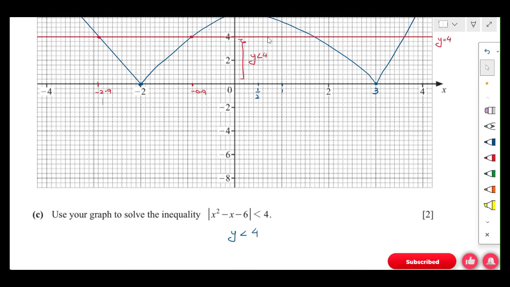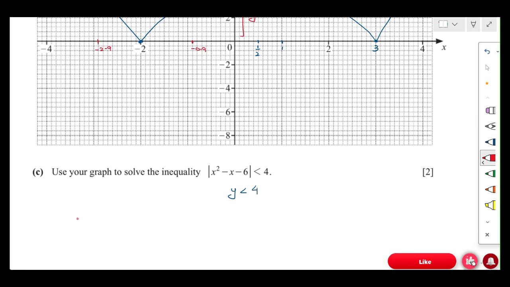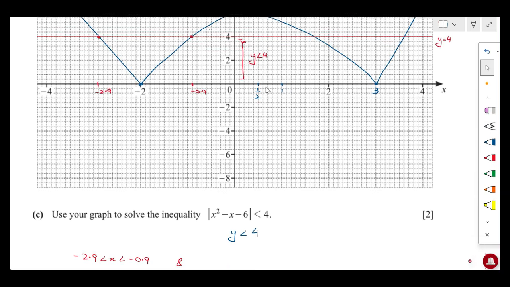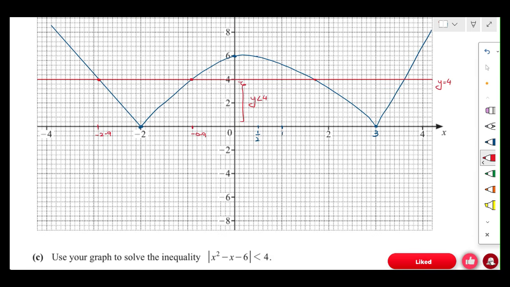Okay, the first one is when x is between negative 2.9 and negative 0.9, so negative 2.9 is less than x is less than negative 0.9. From negative 2.9 to negative 0.9, y is less than 4. And there is another solution. It cuts at this point and at this point. What is this point?